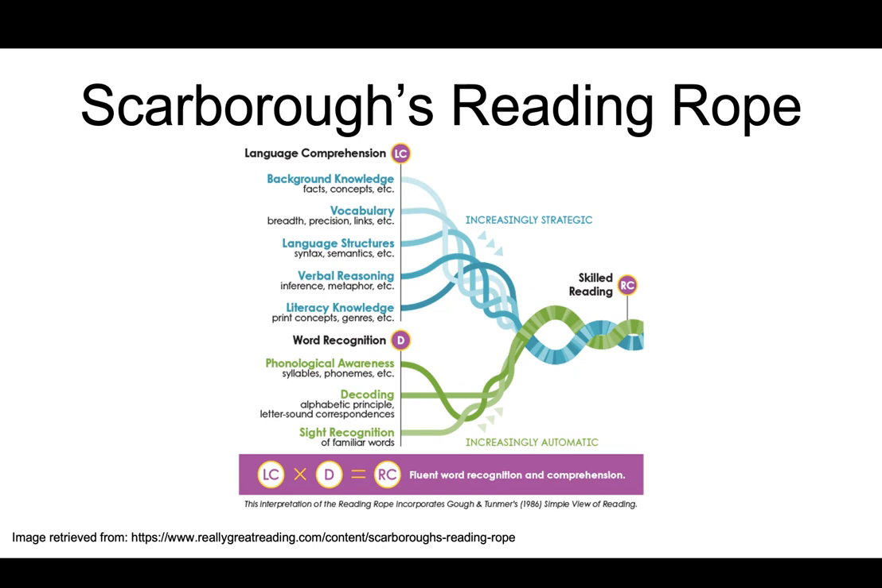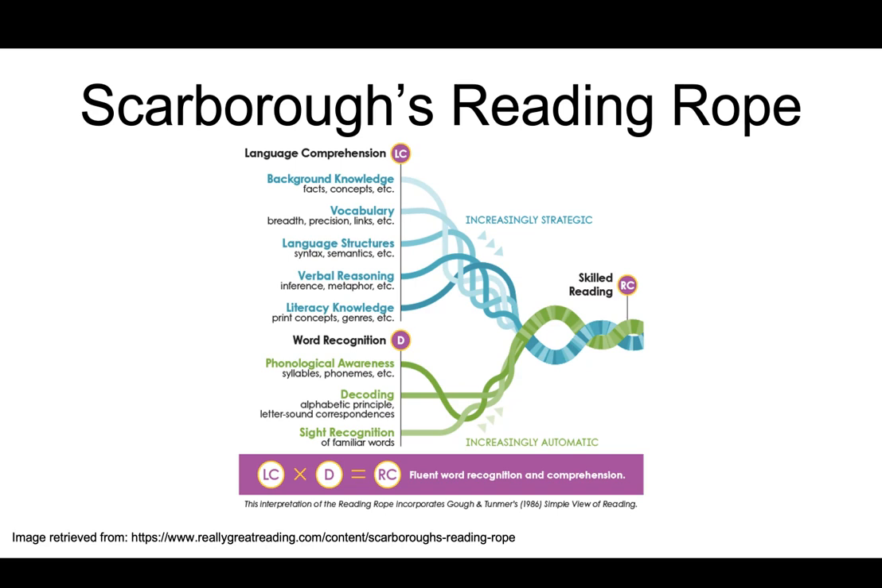And the final strand in language comprehension is literary knowledge. This includes print concepts like letters versus words, correspondence, reading left to right and top to bottom, the spaces between written words, and parts of texts. And it also includes genres of literature. That's different types of books, stories defined by characters, and how they're used.